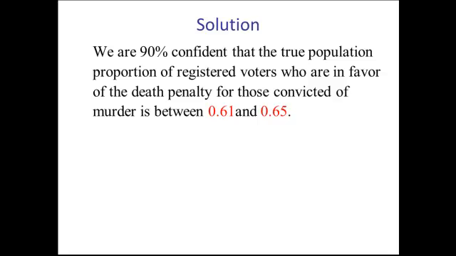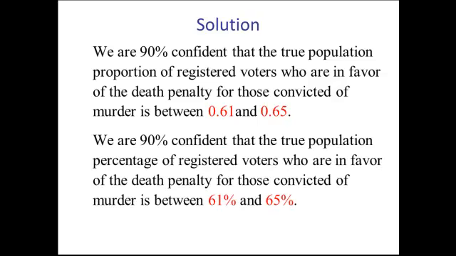So to interpret our confidence interval, we would say we are 90% confident that the true population proportion of registered voters who are in favor of the death penalty for those convicted of murder is between 0.61 and 0.65. We could also say we are 90% confident that the true population percentage of registered voters who are in favor of the death penalty for those convicted of murder is between 61% and 65%.